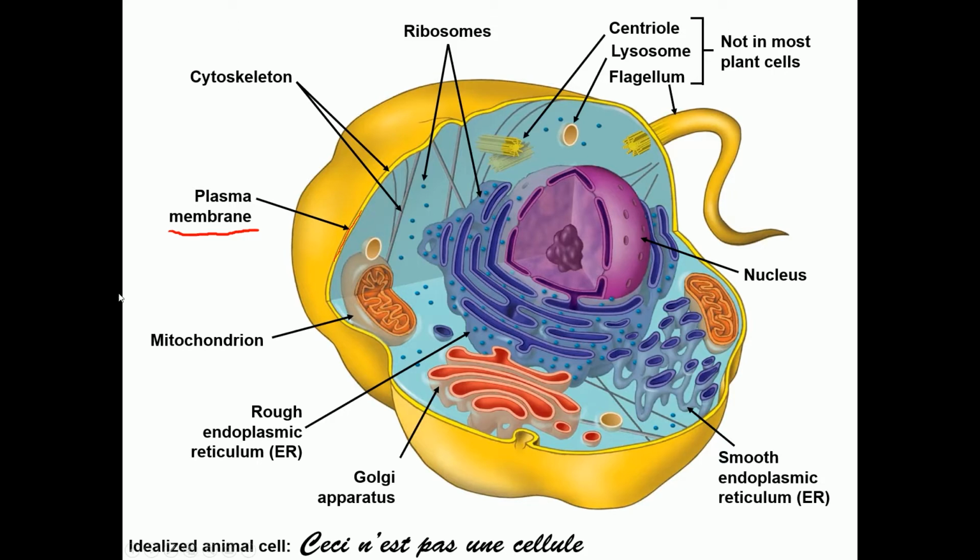And one thing about cells is that they are able to accomplish all of those criteria of life that we discussed in Unit 1. So it needs to be able to maintain its homeostasis. The plasma membrane is the big way that it accomplishes that task.